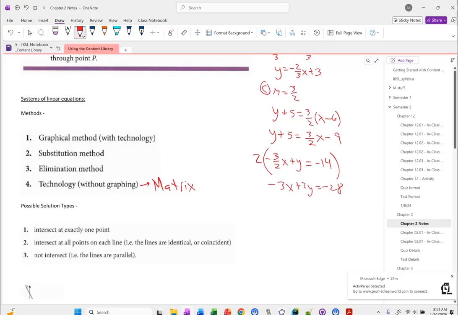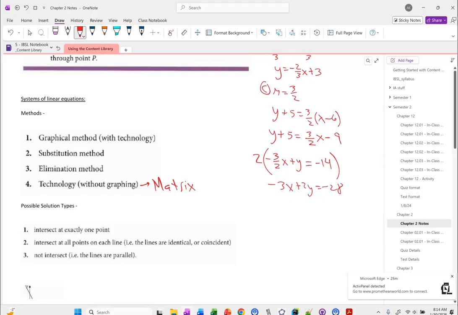Everybody's okay there? When you solve a system of linear equations in 2 variables, you have 3 possible types of solutions. They cross one time, one solution. The 2 lines coincide where they lie on top of each other, where you have infinitely many solutions. Or the 2 lines are parallel, you have no solutions, right?